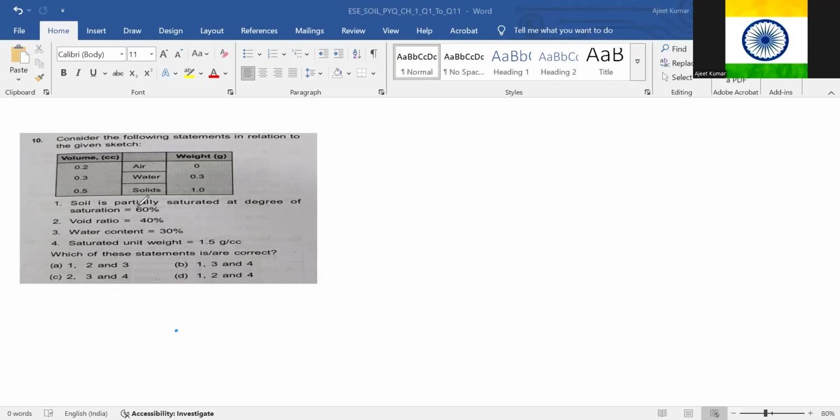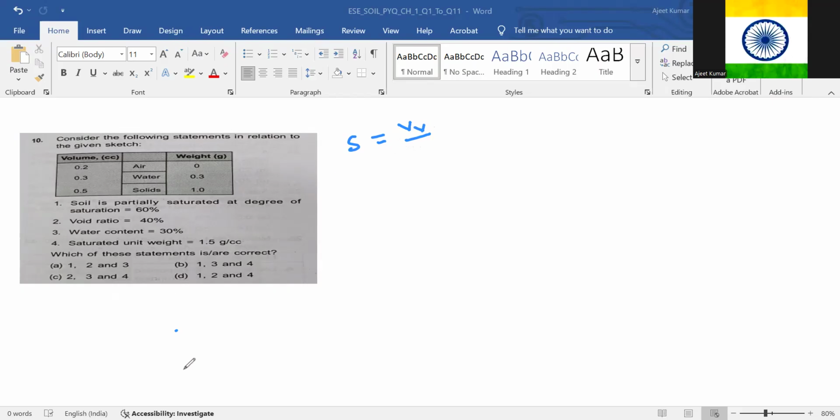The first statement says the soil is partially saturated at a degree of saturation of 60. Whether it is partially saturated or fully saturated will be answered by calculating the degree of saturation. You know the degree of saturation S is equal to what? S is equal to volume of water divided by volume of void.